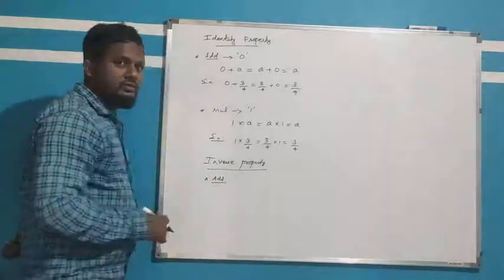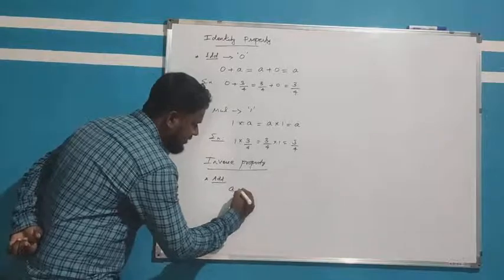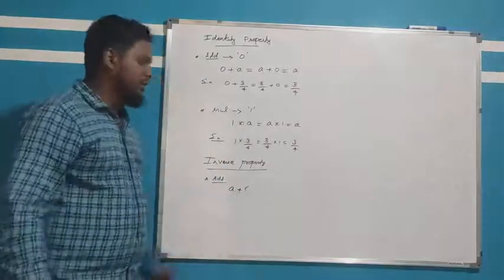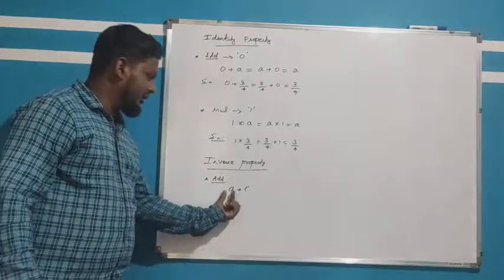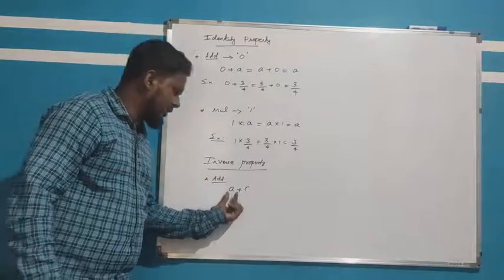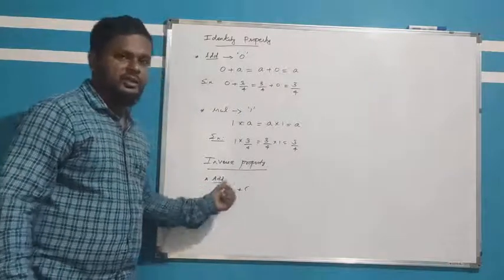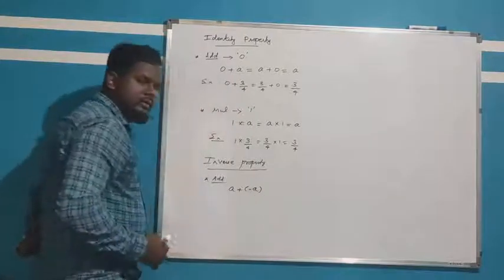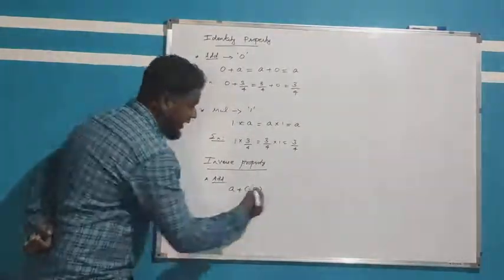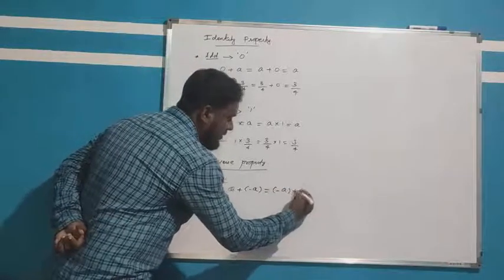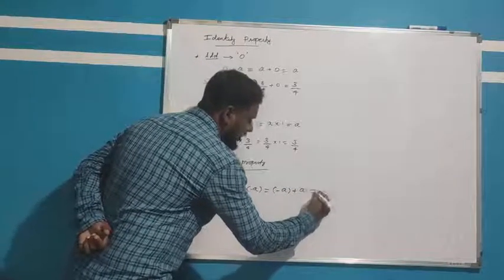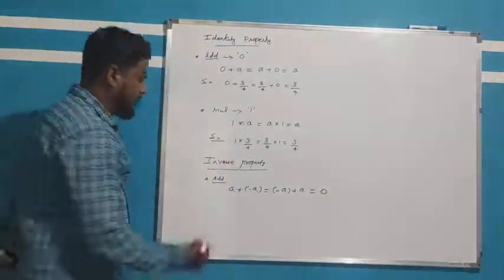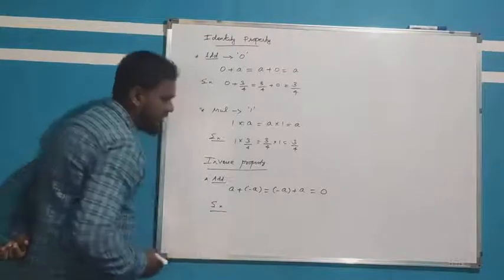The additive inverse of a means a's complement, which is negative a. So a plus negative a, or negative a plus positive a, what will we get? 0 only will get.